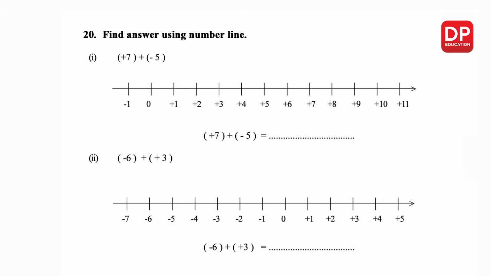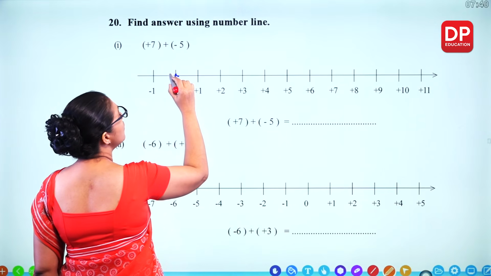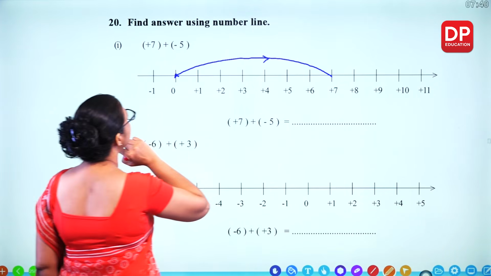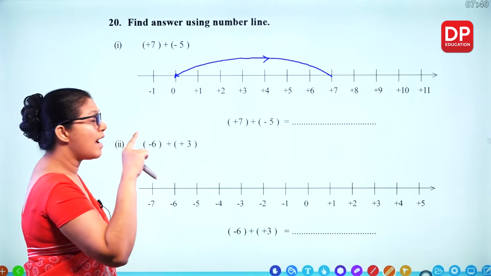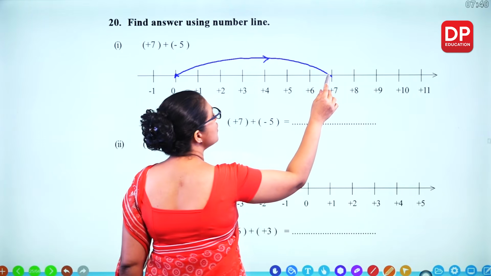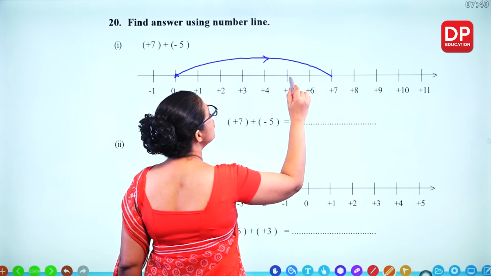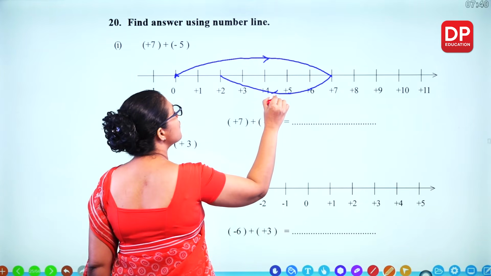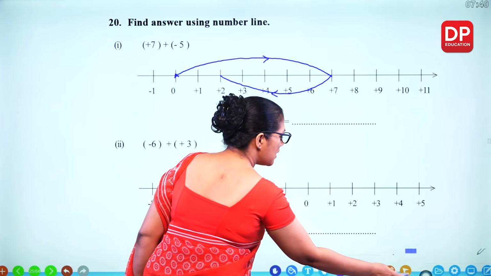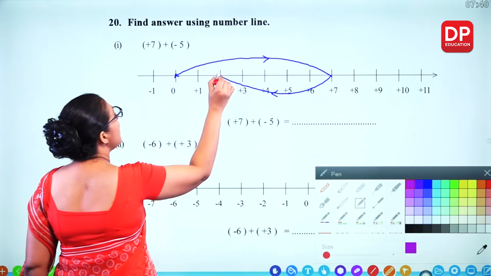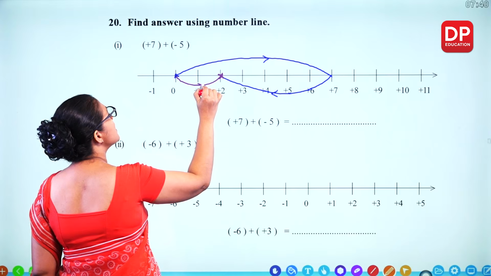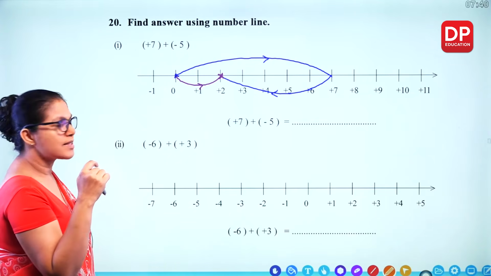Find the answer using the number line. Plus 7. So here to here, 7 squares to the right. Now, from there, minus 5. Change the direction. 1, 2, 3, 4, 5. So 5 squares to the left now. So what's the end point? This is the last position. This is the starting point. So what's the answer? Plus 2.